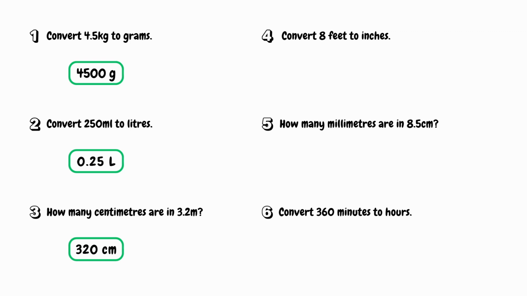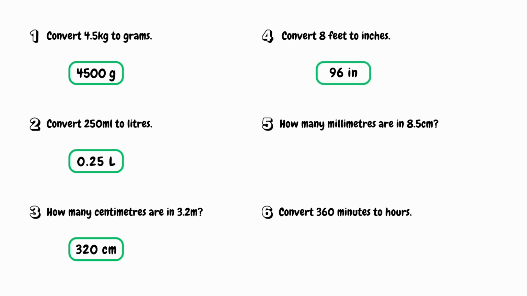For question 4, we need to convert 8 feet to inches. Our two units here are feet and inches, and our unit conversion is that 1 foot is equal to 12 inches. We're converting from feet to inches, moving left to right, so we're multiplying by 12. To convert 8 feet to inches, we're simply going to do 8 multiplied by 12, and that would give us 96. So 8 feet is the same as 96 inches.